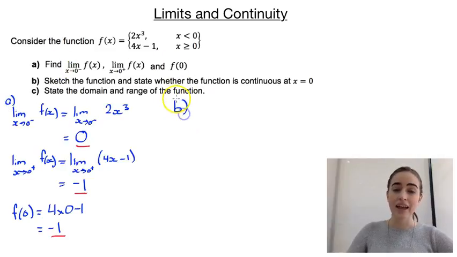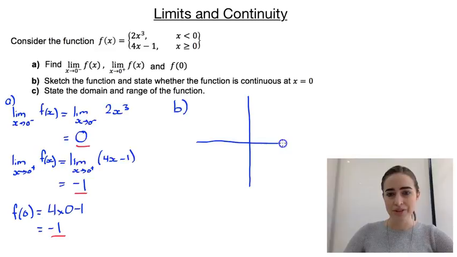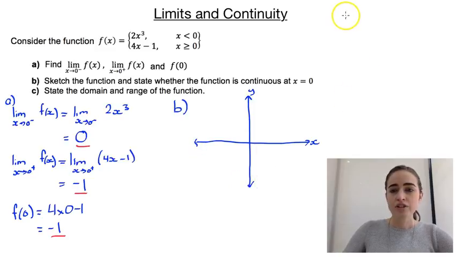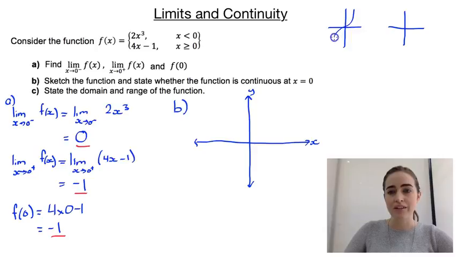B asks us to sketch it as well and then tell us if it's continuous. So we already know it's not, looking at the algebraic way of looking at things, but we'll sketch it as well. You should use a ruler for these, but it's hard for me to do those sorts of things on this. I'm just going to sketch these really quickly up here separately. So if we look at that first function, 2x cubed, we know that that's a cubic, and that 2 just makes it that little bit skinnier than the regular cubic. So it would look something like this.